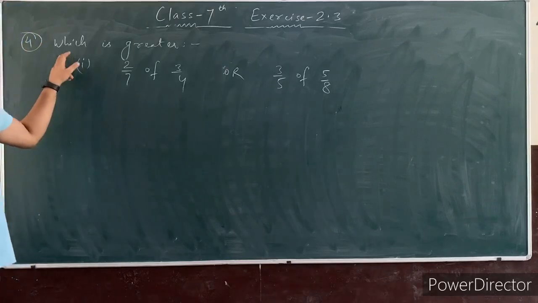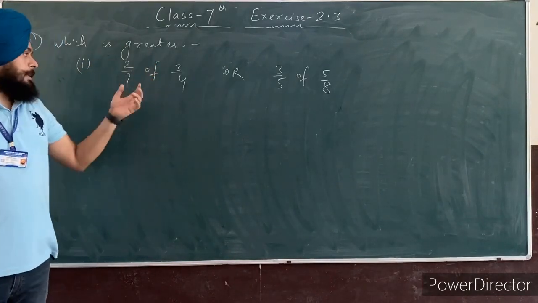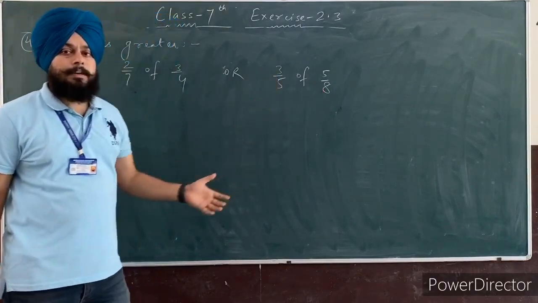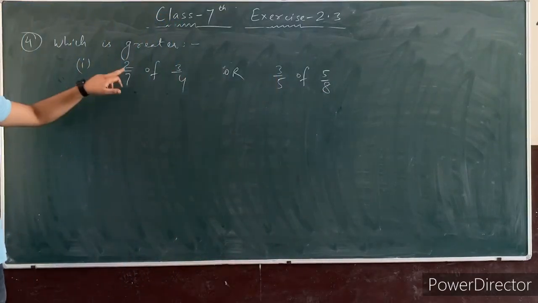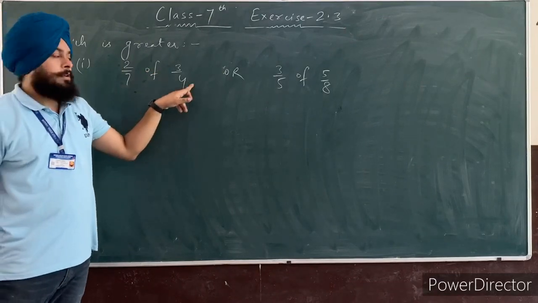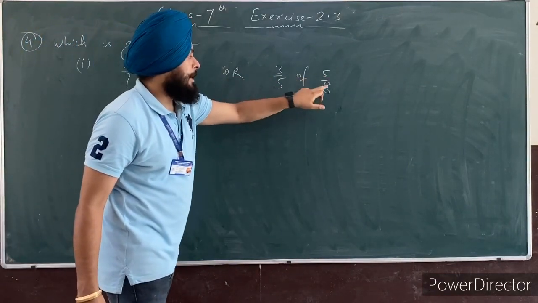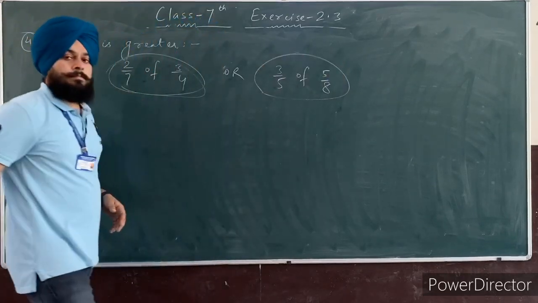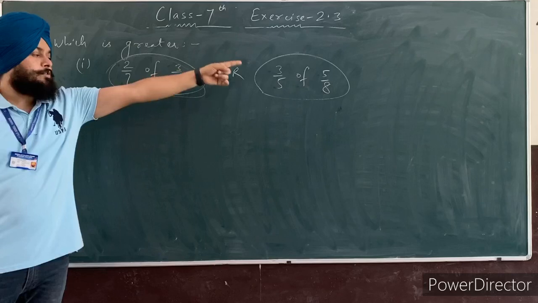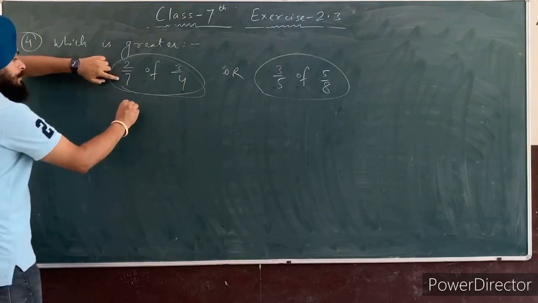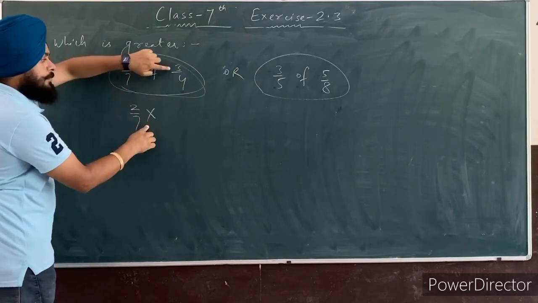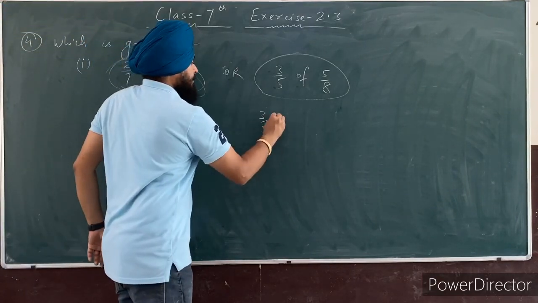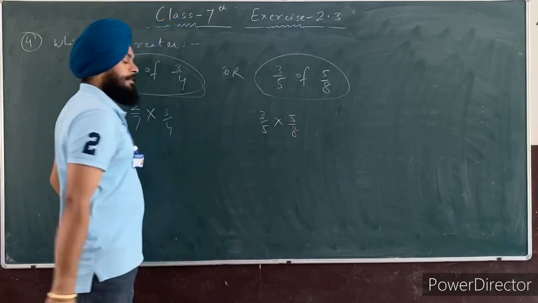Next, question number 4: which is greater? There are two fractions. We have to compare which fraction is greater. First is 2 by 7 of 3 by 4 and second one is 3 by 5 of 5 by 8. So you have to solve first this term and then this term. In the first term, 2 by 7 of 3 by 4, and in the second term, 3 by 5 of 5 by 8. Clear?